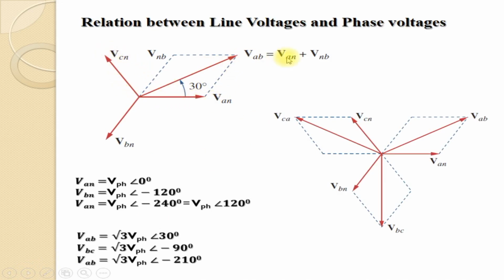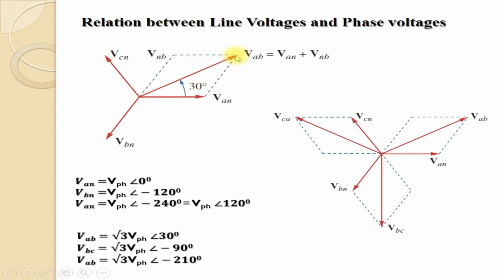VAB is equal to VAN plus VNB, and VNB can be written as minus VBN. Now, minus VBN will be, in this phasor diagram, you can see that this is VBN. So minus VBN will be in this direction. That means the direction will be just opposite to that of VBN, but the magnitude will be the same. So if this is VBN, then this phasor will be VNB, or minus VBN. So VAB can be written as VAN plus VNB. If you find the vector sum of VAN and VNB, you get VAB.